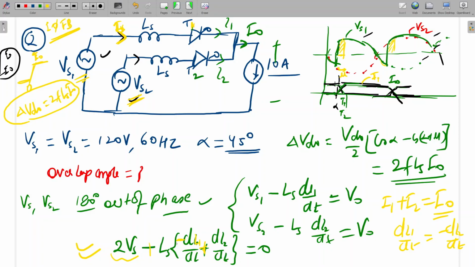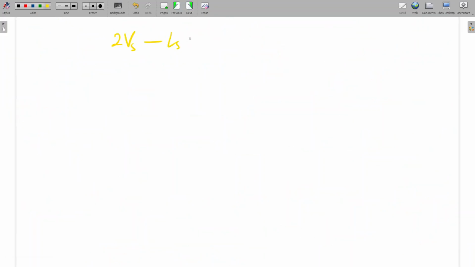So we are doing first minus second. So I2 will be plus, I1 will be minus: minus di1 by dt plus di2 by dt. Is it clear? So di2 will be equal to minus di1. So we can write 2Vs minus 2 Ls di1 by dt is equal to 0. Is it clear?